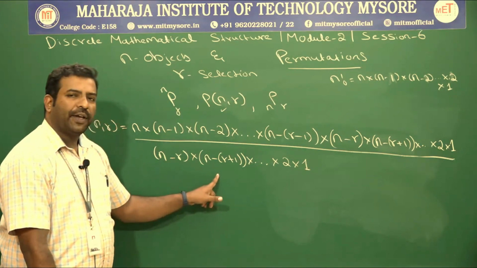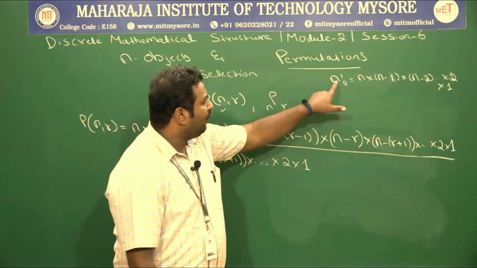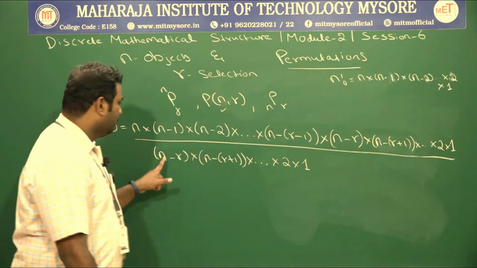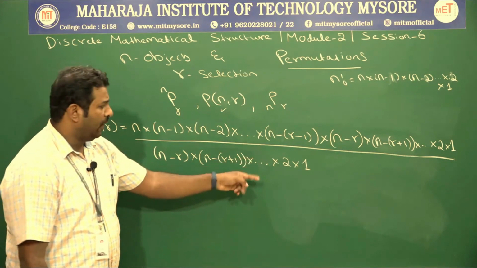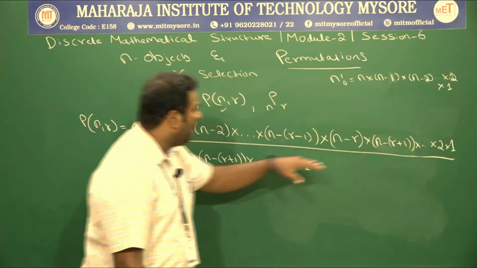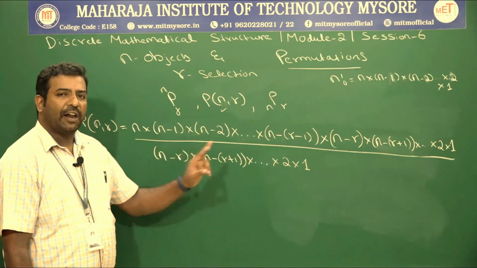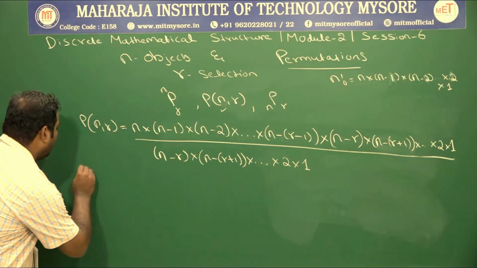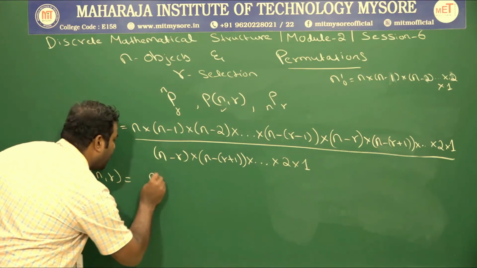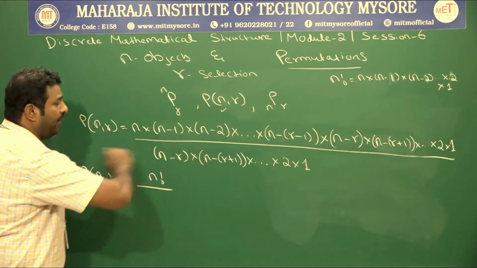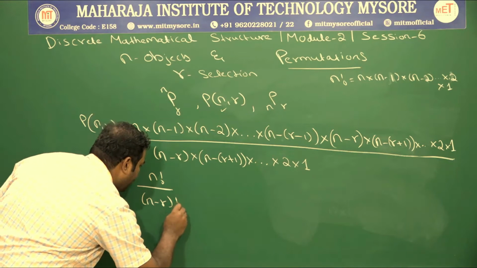This is in the form of n minus r factorial, because if I say n factorial is n into n minus 1, n minus r factorial is n minus r into n minus r plus 1, so on until 1. Similarly, this is in the form of n factorial, and this is in the form of n minus r factorial. So I am going to generalize this as P of n comma r equals n factorial divided by n minus r factorial.